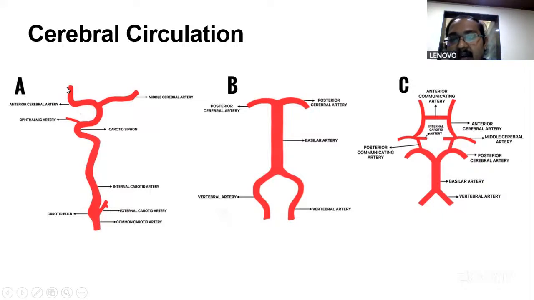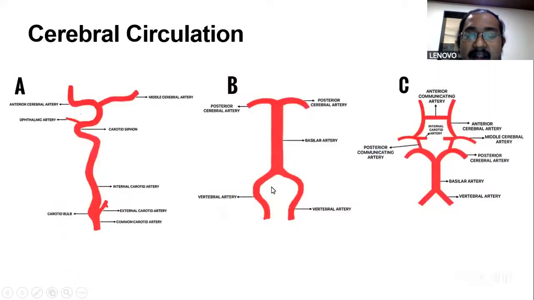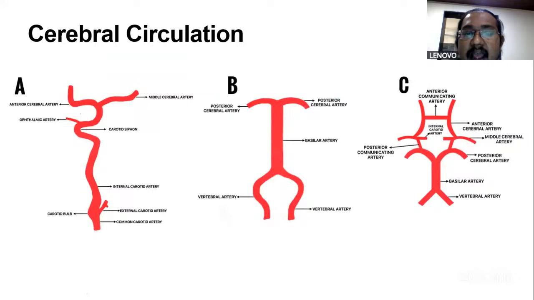Although there are many branches, for us to understand transcranial Doppler, these are the important branches. Whereas in image B, we have the vertebral arteries, two vertebral arteries, right and left, joined together to form the basilar artery. And this basilar artery travels on the midbrain, and at the end of the midbrain, it divides into the two posterior cerebral arteries.